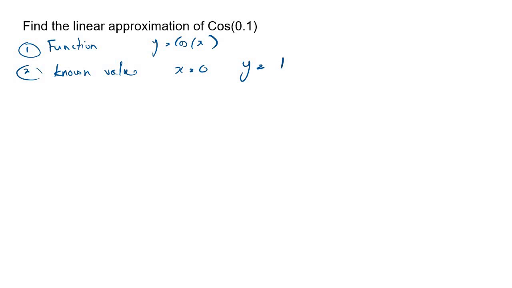Cos 0 is equal to 1. I'll show you the graph of cos. Cos is a graph like this. So when x is equal to 0, cos x is equal to 1. Then we have to find the equation of the tangent, for which we need the derivative.